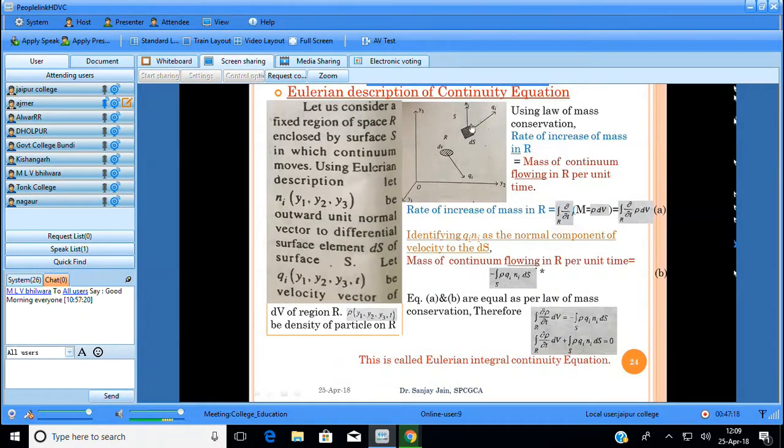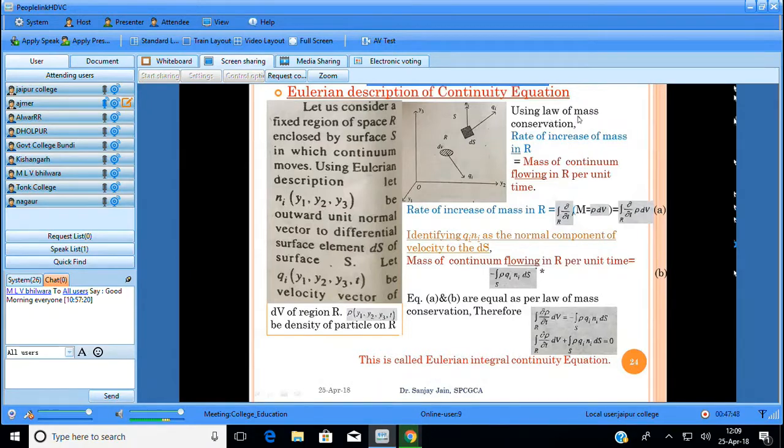To the differential surface element dS, let the velocity q_i, with final coordinate system y1, y2, y3 and t, be the velocity vector of the dV in region R, and let rho, in the final coordinate system y1, y2, y3 and t, be the density of the particle in R. This is a basic assumption we are taking here for this diagram.